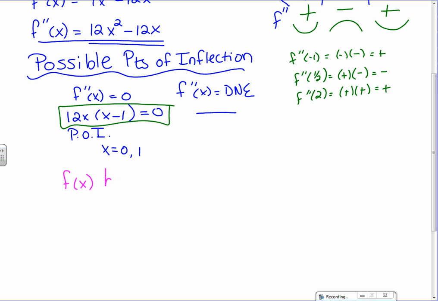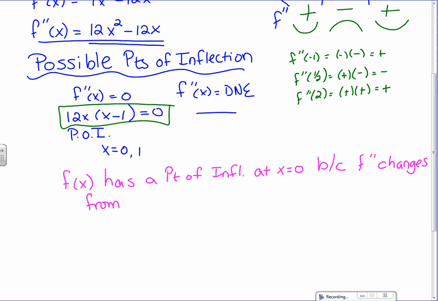Stating this, f of x has a point of inflection at x equals 0. Why? Well, because f double prime changes, just like extrema, we've got to have the derivative changing. So how did it change? It went from positive to negative. Where did it change? It changed at x equals 0.